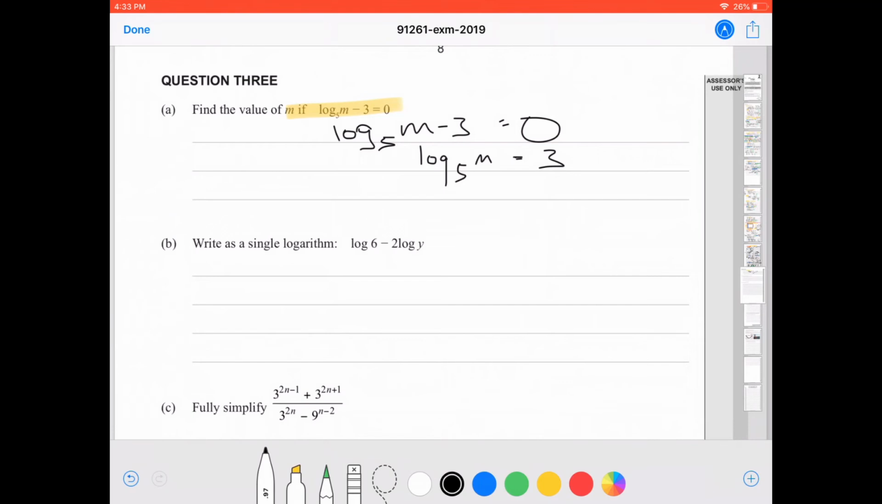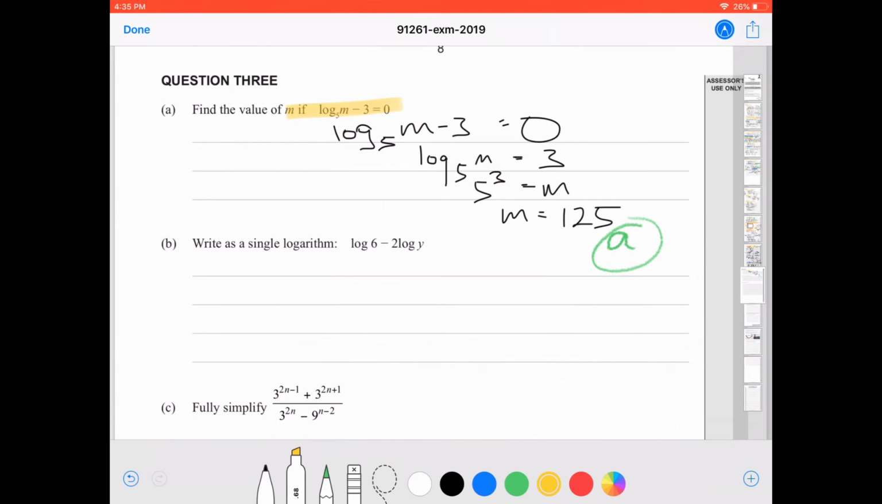I'm assuming that minus 3 is not part of the log 5m. Otherwise they would have it in brackets, the m minus 3. So yeah, now we can say 5 to the power of 3 equals m. So this is our log rules. And so therefore m equals, this is 125. Okay. Correct answer here. M equals 125 gets you an achieved.